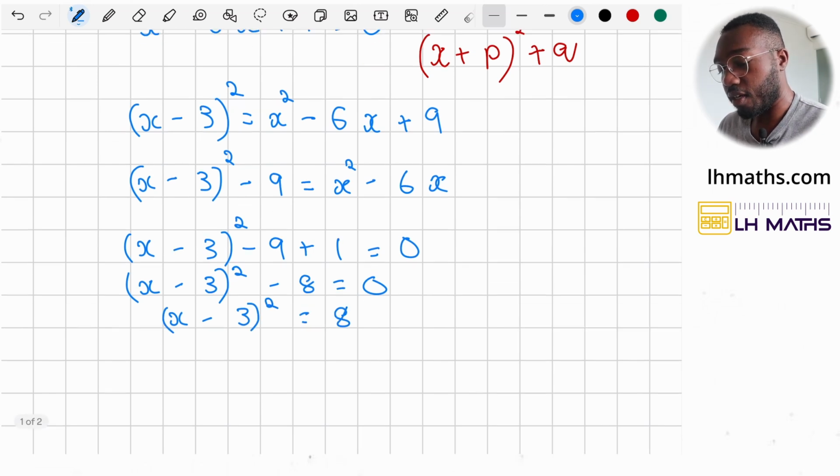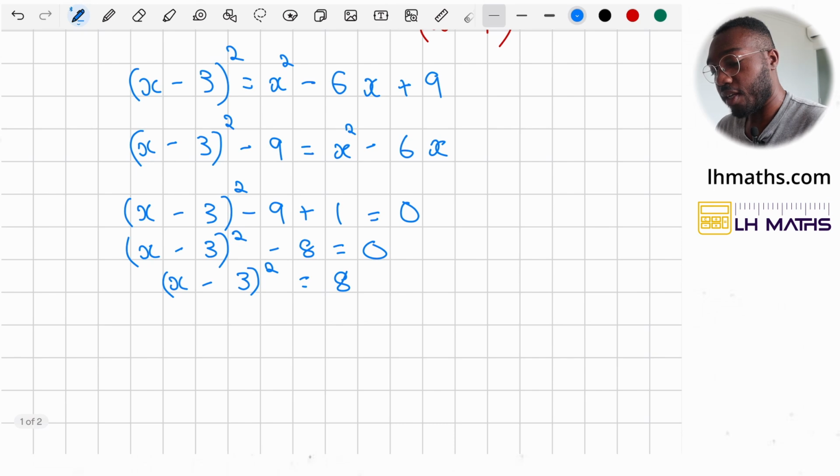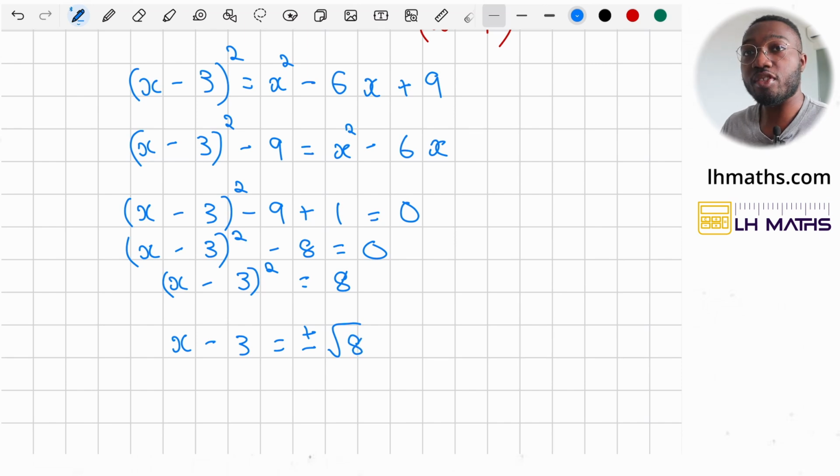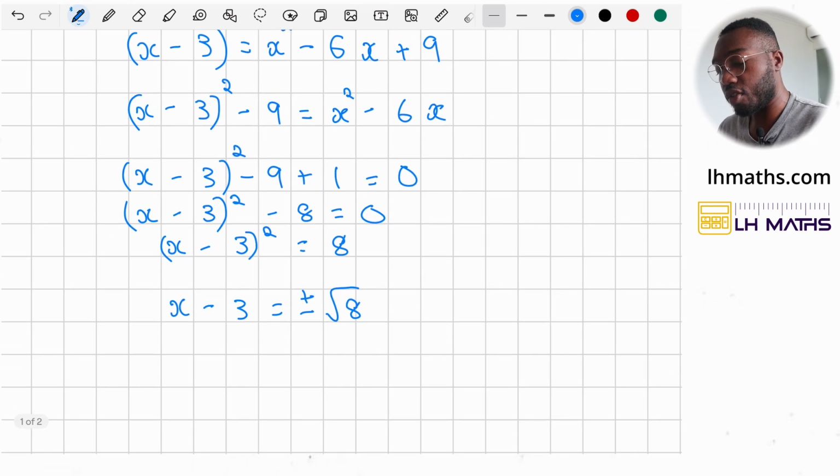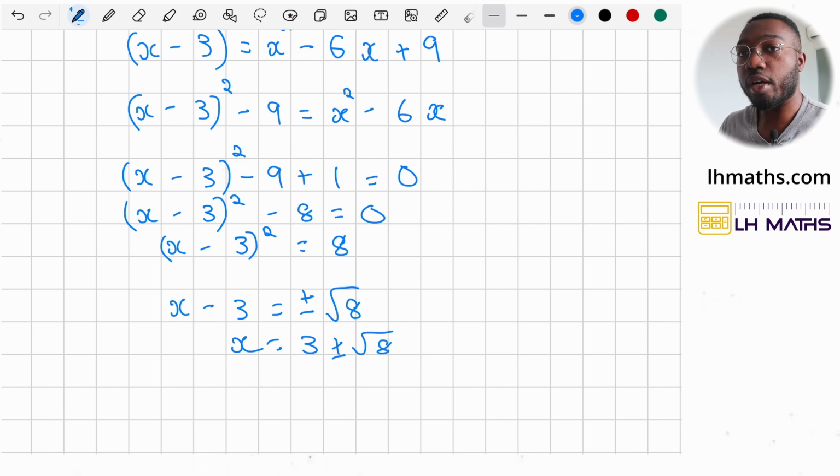And if I just scroll down a little bit, then we can now square root both sides, okay? Get rid of that square, so we would get x minus 3 is equal to, remember, it's always going to be plus or minus the square root of 8. It's never just going to be plus, always plus or minus the square root of 8. And then lastly, we can just bring the 3 over. So we get x is equal to 3 plus or minus the square root of 8.